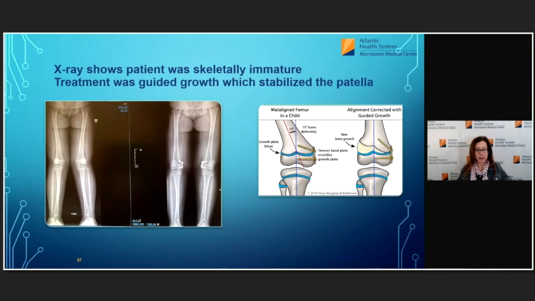So the answer is yes, this girl has a problem. Her x-ray shows that the patient is skeletally immature. She's got these knock knees, which are coming from both her knees and her ankles. By putting guided growth plates at the knees and screws at the ankles to close the growth plate medially, the patient was allowed to grow laterally at both the knee and the ankle, and she was able to straighten out her legs and her patella stabilized. And here's just a picture showing how when you put this tension band on, you can see how the bone grows out and straightens out. And she was very happy once this was done.